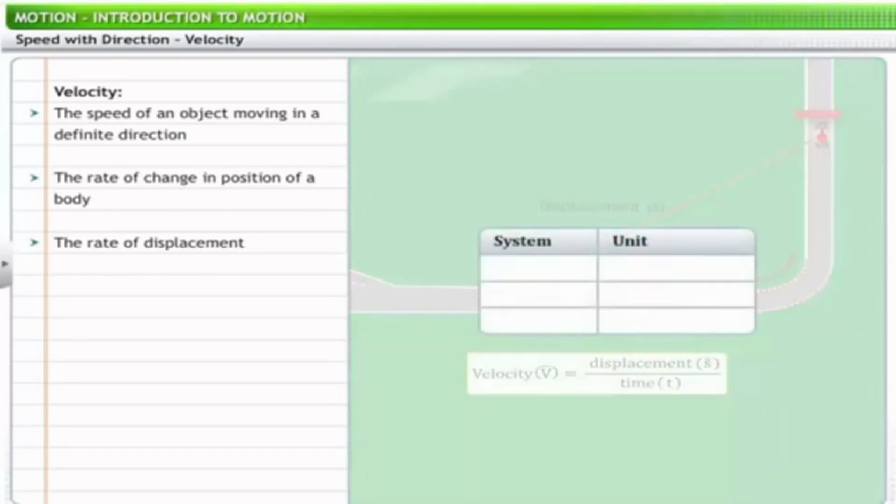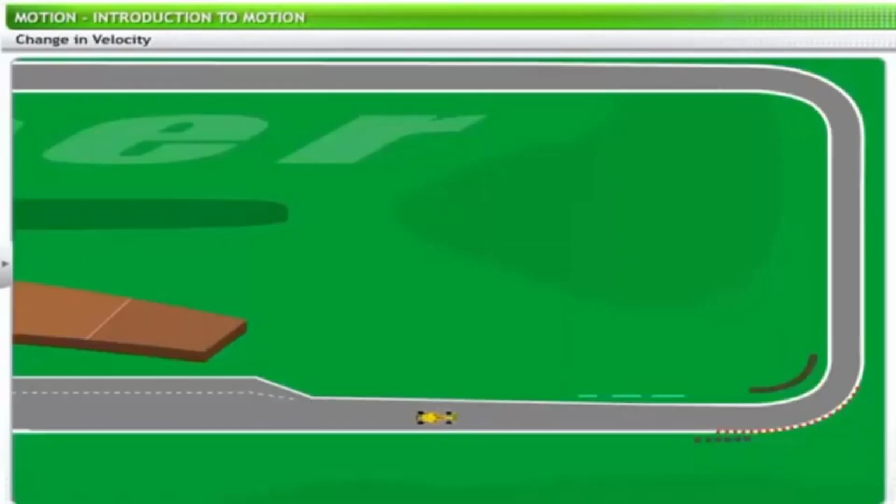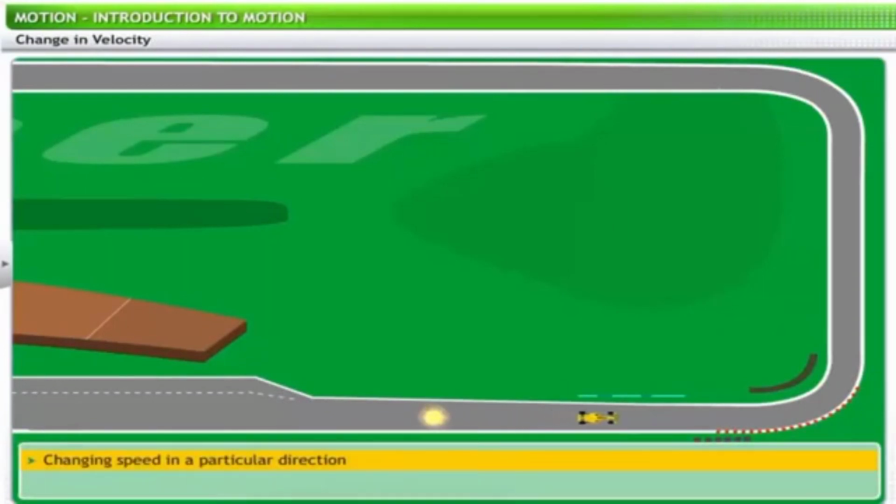Velocity is measured as centimeter per second in the CGS system and meter per second in the SI system. Similar to speed, velocity is also measured in kilometers per hour. Velocity of an object can change by either changing its speed in a particular direction or by keeping the speed constant and changing the direction. When the yellow car takes a turn and moves ahead, its velocity becomes variable.